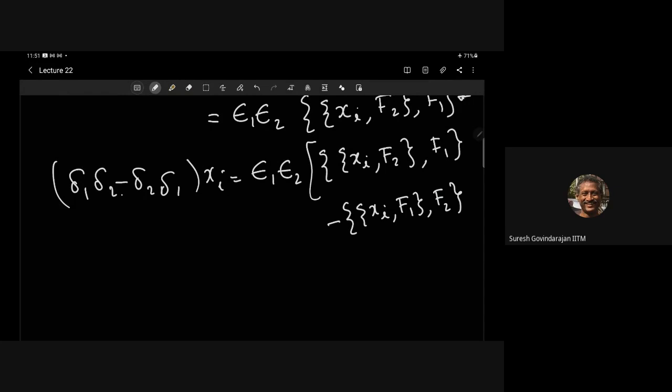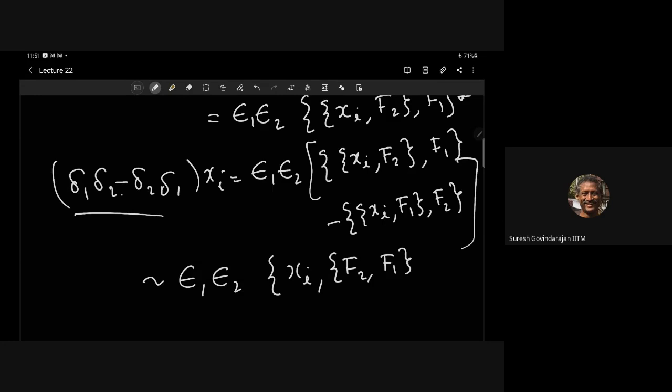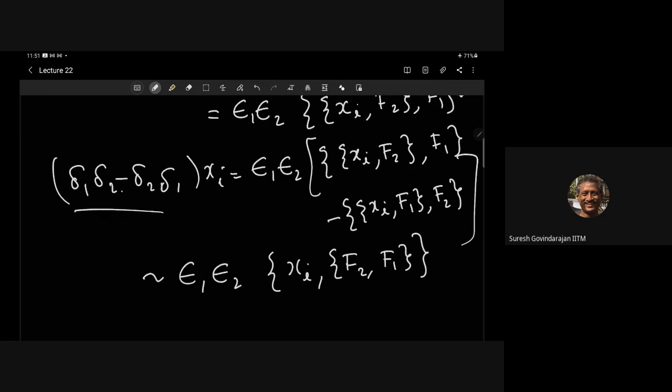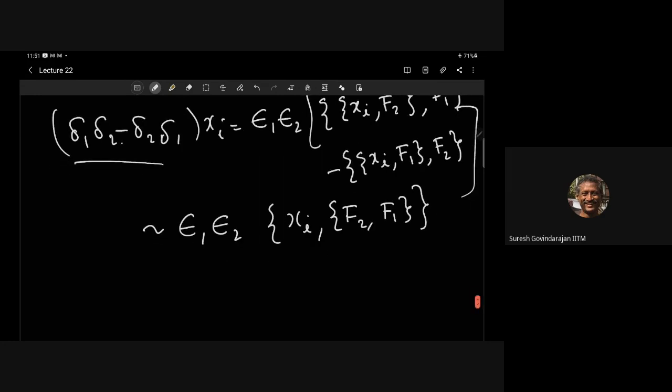Is this clear? So all I've done is to take the difference of this computation, but then you can say that up to a sign, this is epsilon 1, epsilon 2. We can use the Jacobi identity, and this is equal to, I'm putting this tilde here because I don't know if it is a plus sign or minus sign, times xi with f2, f1. Okay. So the mismatch, so now what happens if they are in involution?